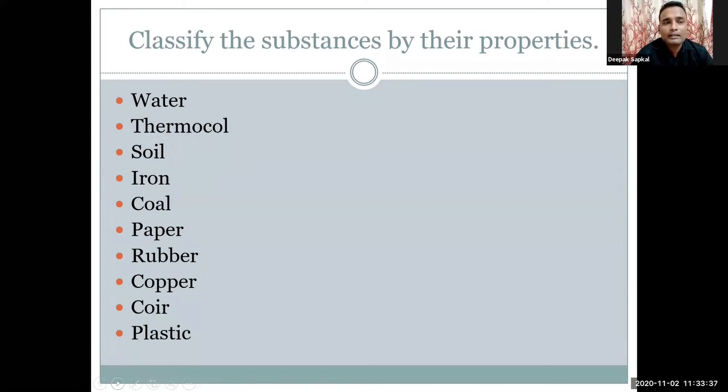Now copper, it is a metal. It has different characteristics and properties than rubber. Now plastic, the same thing about plastic. So if you think about the substances, they have to be classified as per their properties.